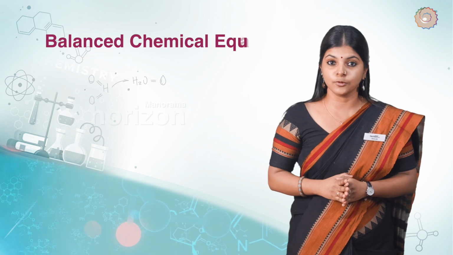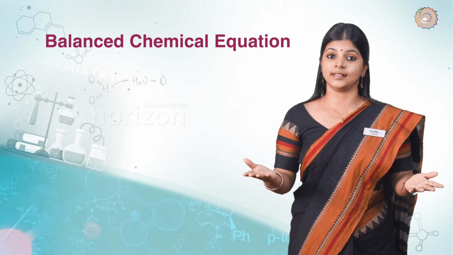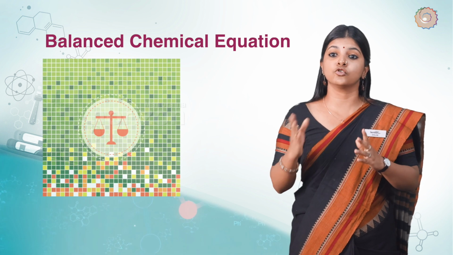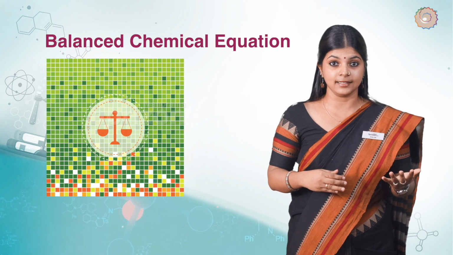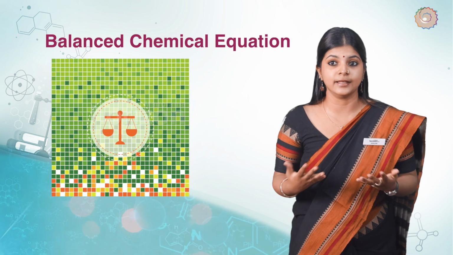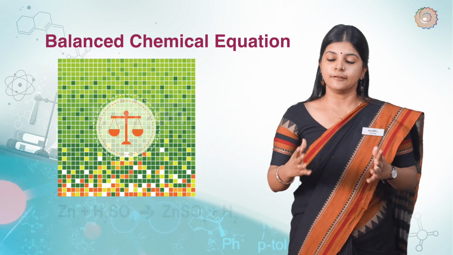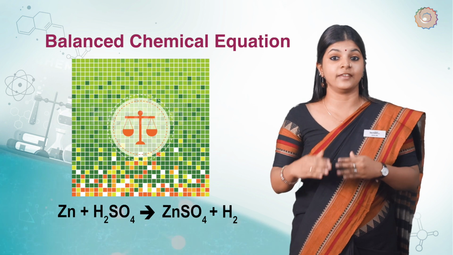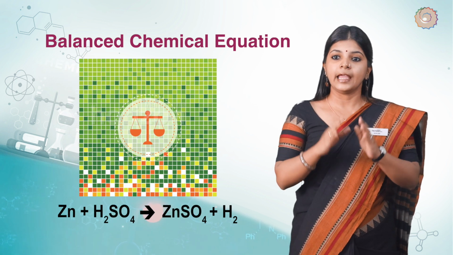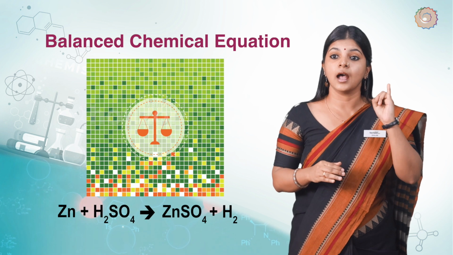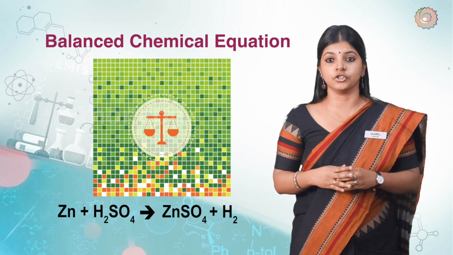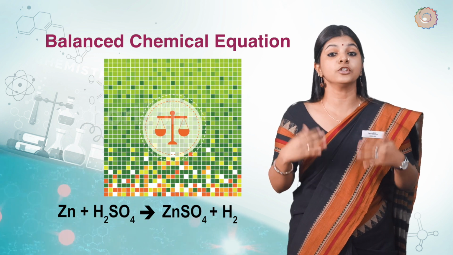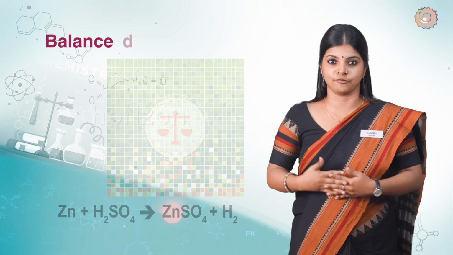According to the law of conservation of mass, mass can neither be created nor be destroyed in a chemical reaction. So to obey this law, the total mass of elements present in the reactants must be equal to the total mass of elements present in the products. For example, when zinc reacts with sulfuric acid, that is zinc plus H2SO4 giving ZnSO4 plus H2, in this equation the number of zinc, hydrogen, sulfur and oxygen atoms are equal on both sides. So this is a balanced chemical equation which follows the law of conservation of mass.